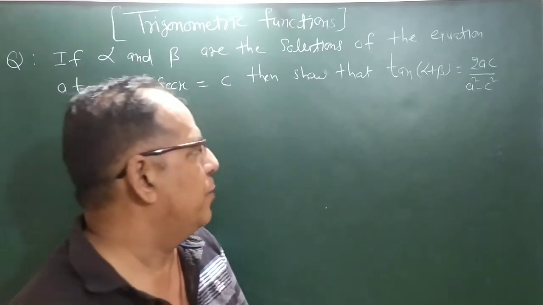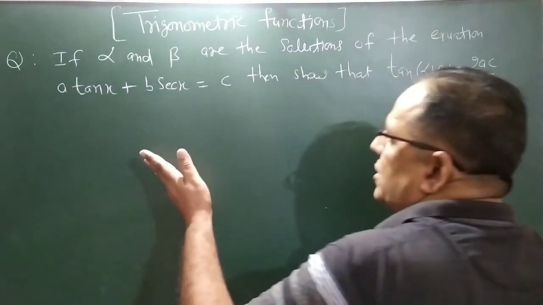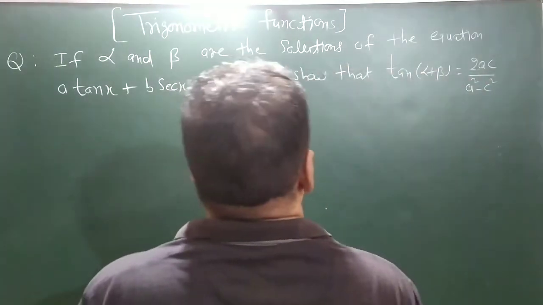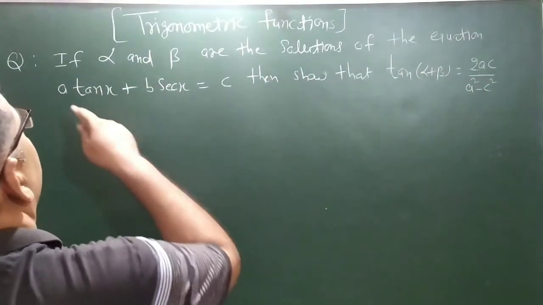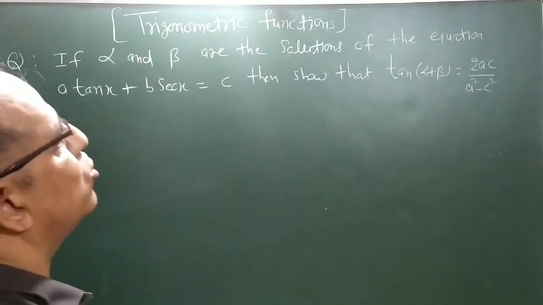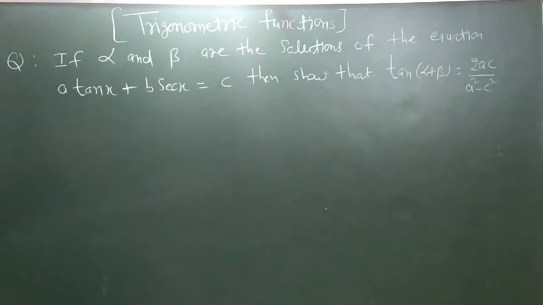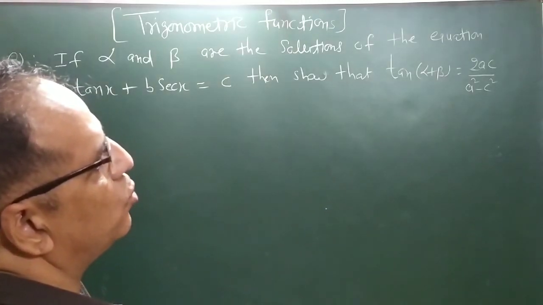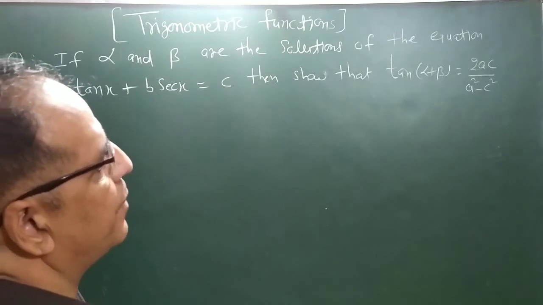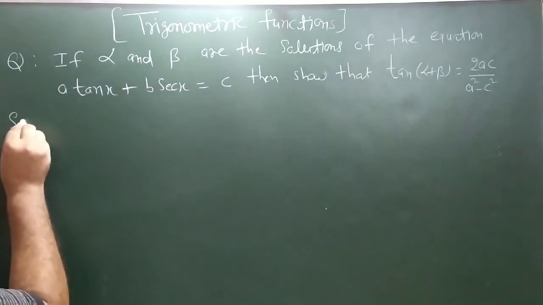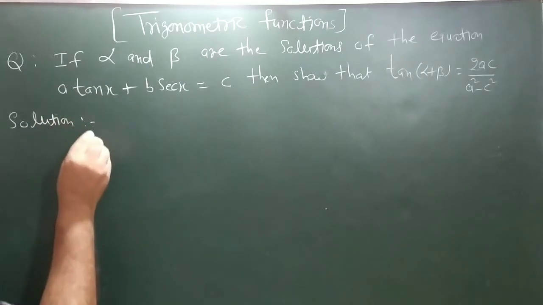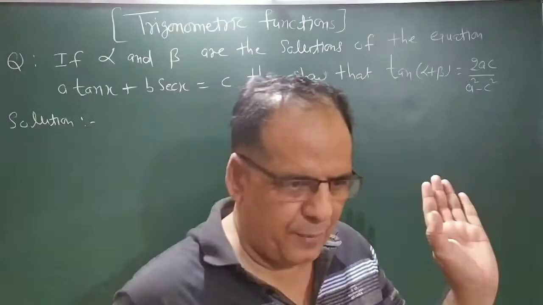Now I am taking one more important question. This question is from your NCERT example book based on trigonometric functions. Here, if alpha and beta are the solutions of the equation a tan x plus b sec x equal to c, then show that tan of alpha plus beta equals 2ac upon a square minus c square. So how can we solve this type of questions? Because this type of questions are not given in our NCERT book.